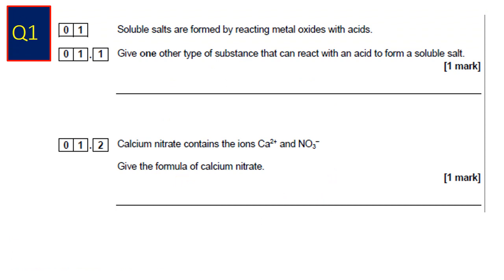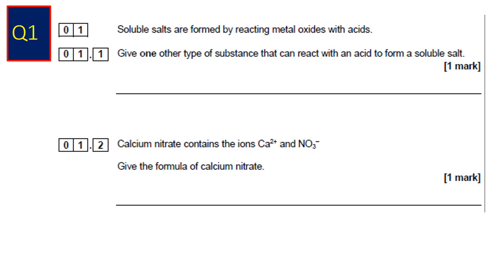So question 1 is about soluble salts being formed by reacting metal oxides with acid. So we are looking at C4 chemical changes here. Give one type of substance that can react with an acid to form a soluble salt. So they want one other, so they've told you metal oxides. What else reacts with acid?